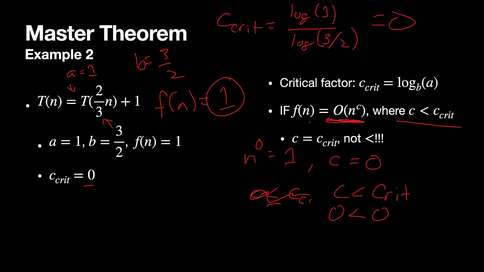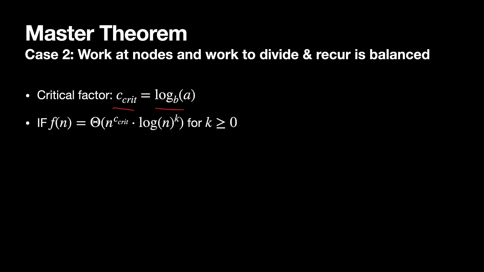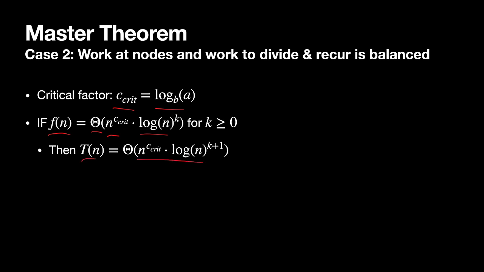So this takes us to case number 2 of the Master Theorem. Case 2 occurs when the work at the nodes is roughly equal to the work to divide and conquer, so when they're balanced. In this case, the critical factor is equal to log base b of a again, so that's how we define the critical factor. And if our function f(n) is theta of n to the critical factor times log n to the kth power for some k greater than or equal to 0, we fit this pattern. Then our complexity is n to the critical factor times log n to the power of k plus 1. So notice that you increase the exponent on log.